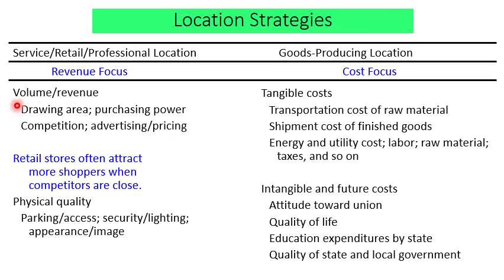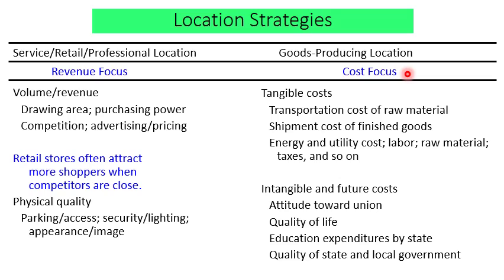In the case of revenue, we focus on volume, that means number of customers, volume of the market, drawing area, purchasing power of the individuals, competition, advertising, pricing. We focus also on competition because retail stores often attract more shoppers when competitors are close. So the customers get sufficient alternatives, sufficient options. So the customers are interested to go to the market, to go to the place where the competitors are close to each other, so that they can choose one service provider over the other service provider. They can compare one service with the other service. And the physical quality, the parking, access, security, lighting, and appearance, image also considered for maximizing the revenue.